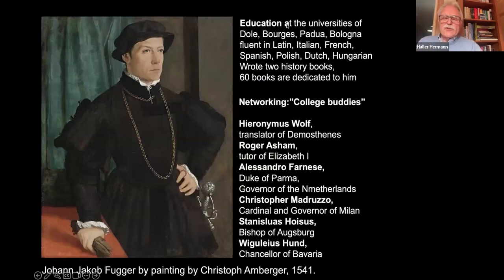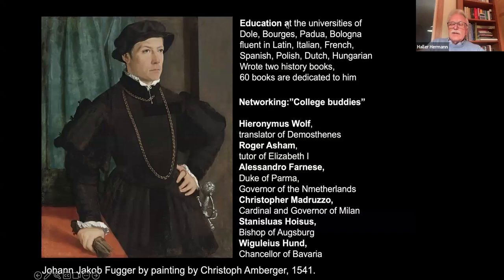Not the next generation, but the generation after Jacob was Johann Jacob Fugger. That's a painting from Christoph Amberger in 1541. Now, he is the generation which is not making money but spending it. But he had an excellent education. You can see here he was fluent in several languages. He wrote 2 history books and he edited more than 60 books.